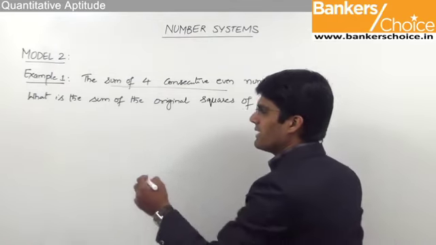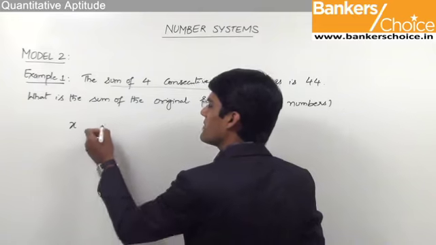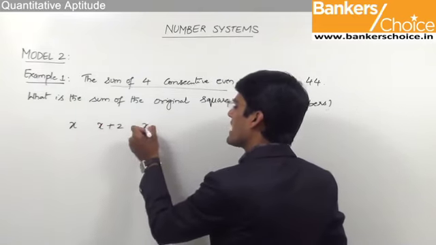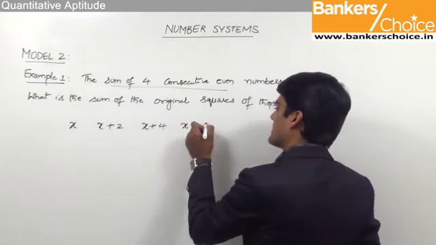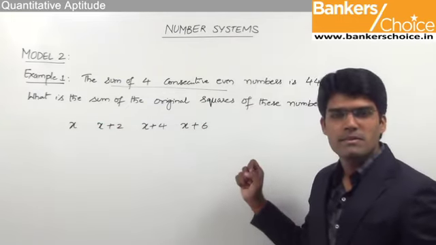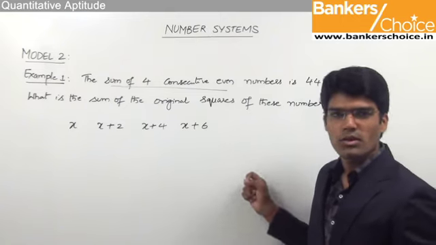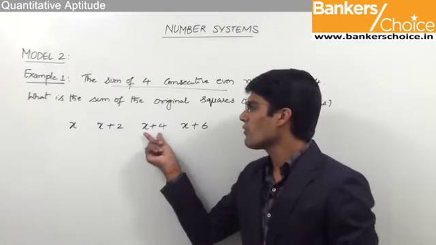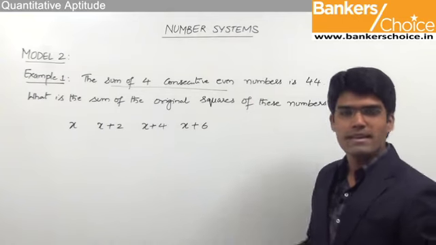Now as given in the question, let us assume that the 4 consecutive even numbers are x, x plus 2, x plus 4 and x plus 6. As we have discussed earlier, consecutive even numbers can always be represented as x plus 2, x plus 4, x plus 6 and so on. And since there are 4 numbers, we have taken 4 terms here, where x is an even number.